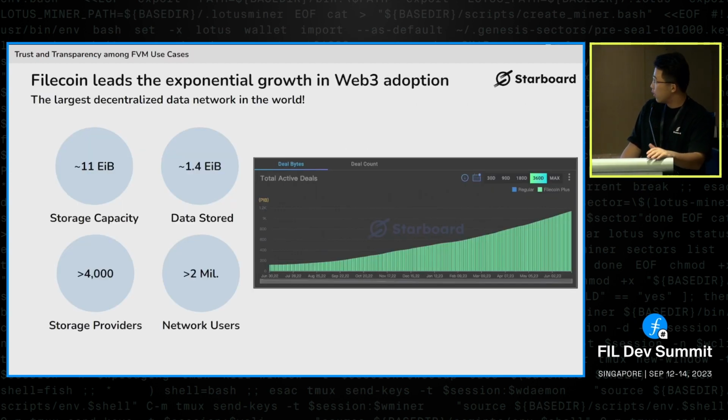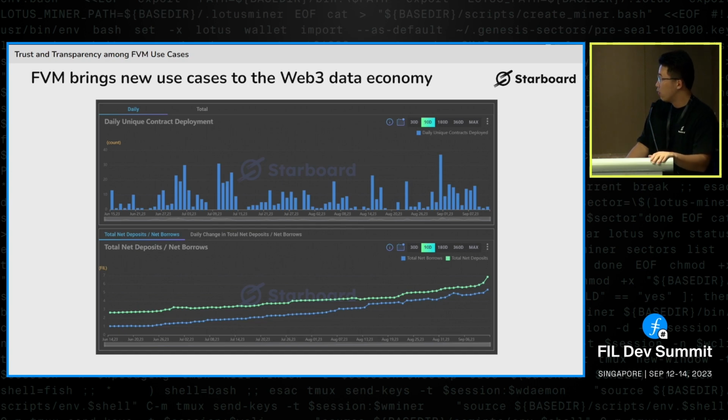Yeah, so Filecoin has really led the exponential growth in Web3 adoption. I think we have heard many talks and many discussions about this, and it's just something that you don't really see in other ecosystems. It has all this great storage capacity, all this data stored, and thousands of storage providers, and millions of network users.